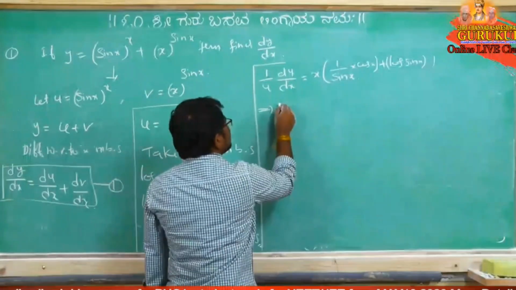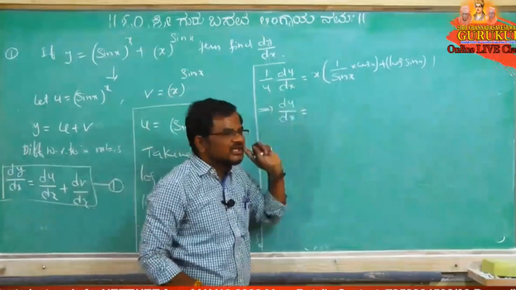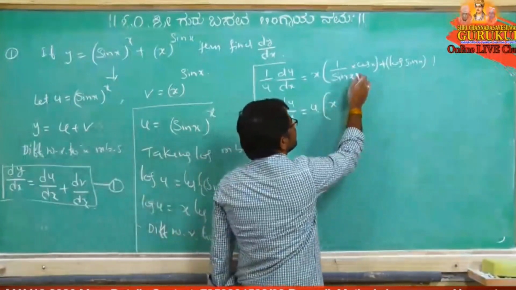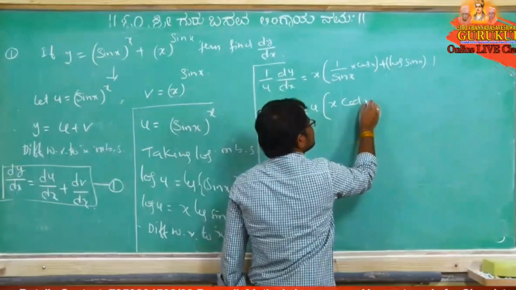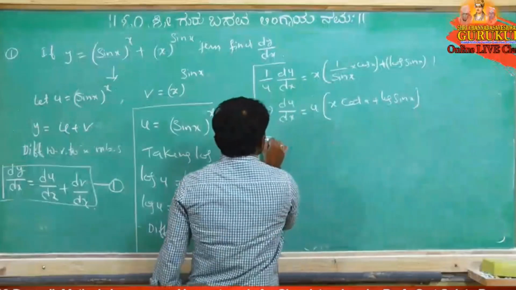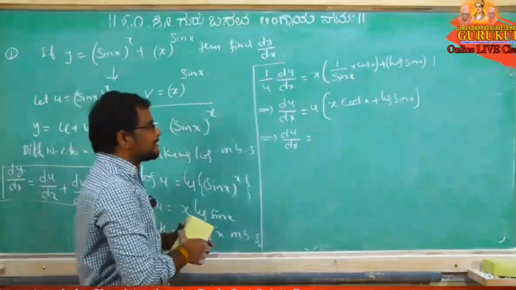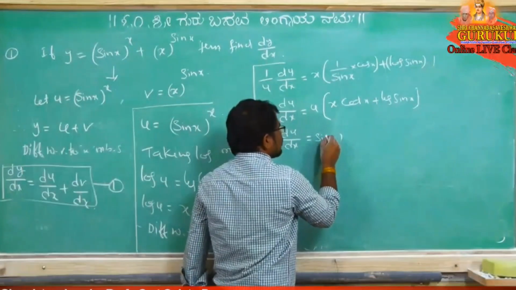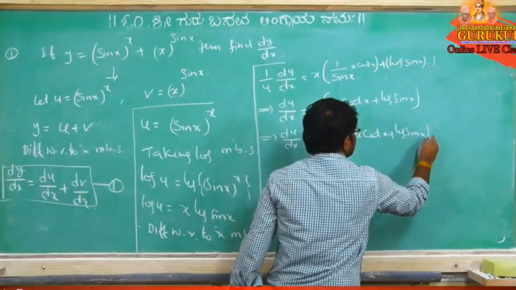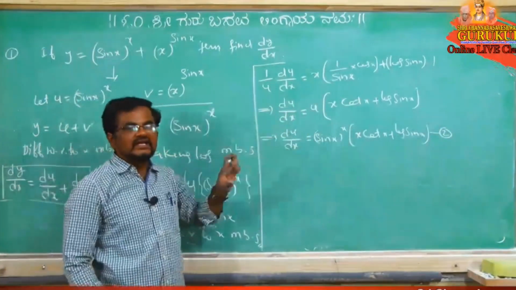That implies du by dx equal to, here what? u, cross multiplication. Here you will get x into cos x by sin x, cot x, plus log of sin x. That implies du by dx equal to, again u, sin x whole power x, into x cot x plus log of sin x. Take this as equation number 2. So this is du by dx only.